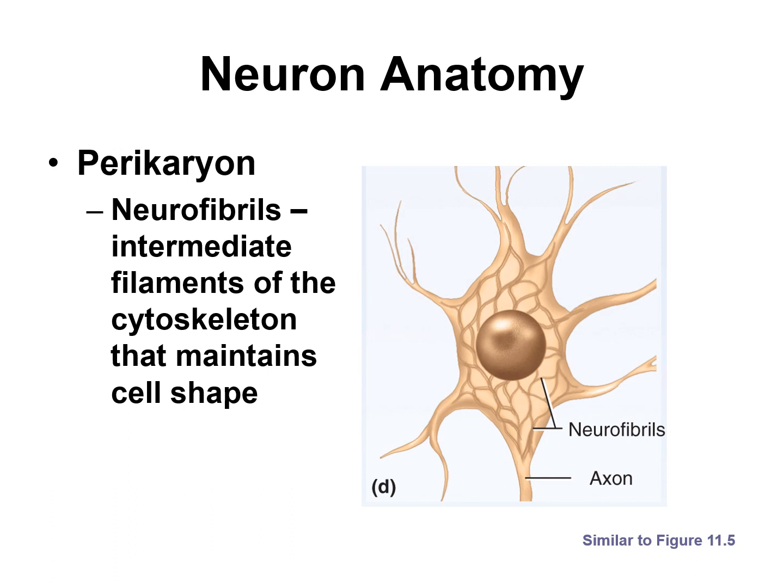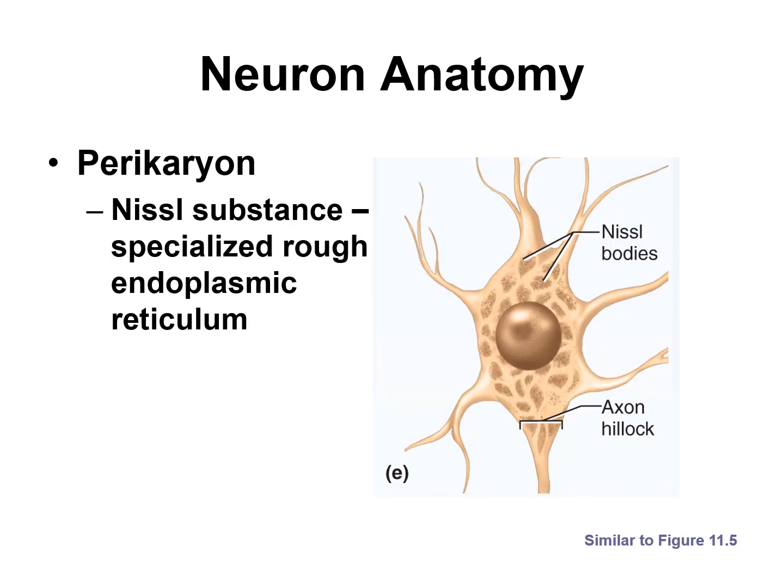Found also in the perikaryon or cell body are the intermediate filaments of the cytoskeleton of the neuron, which are specifically referred to as neurofibrils. These neurofibrils help maintain the overall shape of the neuron. An important organelle also found in the perikaryon is Nissl substance. And Nissl substance is a specialized rough endoplasmic reticulum which we find in neurons.